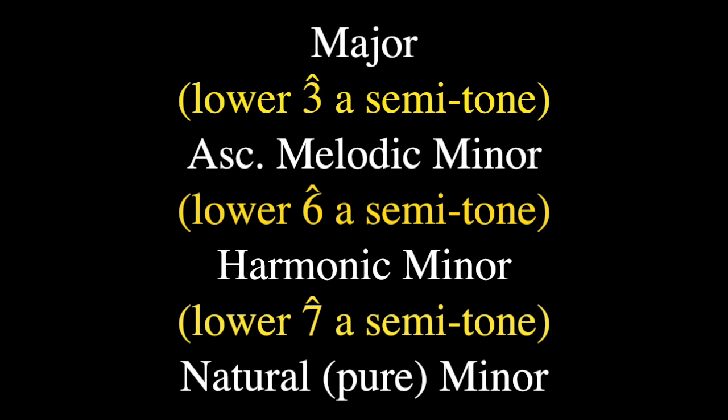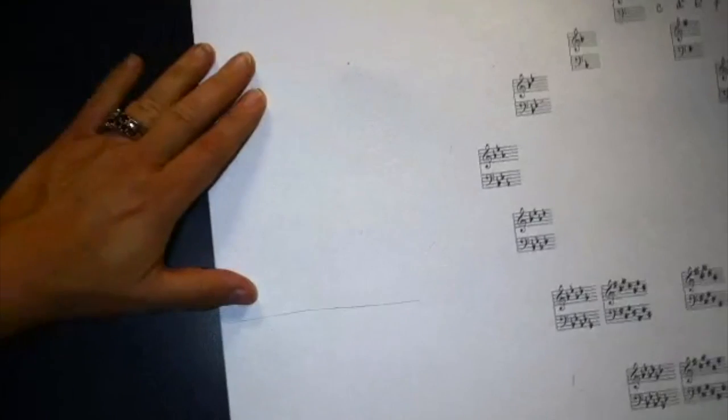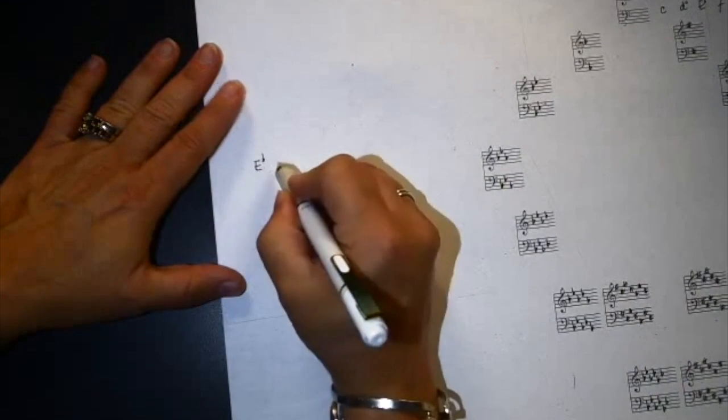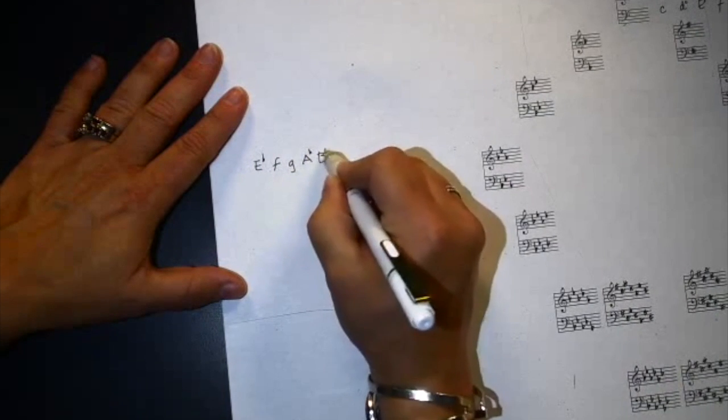So your task is to move around the circle of fifths and spell 4 scales: major, ascending melodic minor, harmonic minor, and then the natural or the pure minor. The accidentals in the pure minor will line up with the accidentals from the relative major. E flat, F, G, A flat, B flat, C, D is diminished, and E flat.